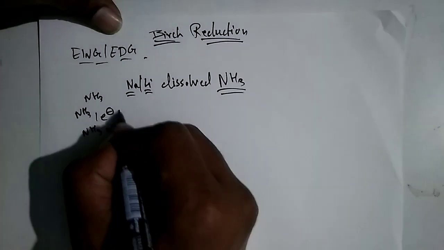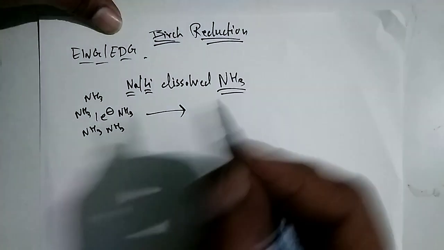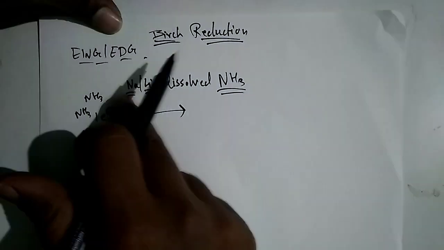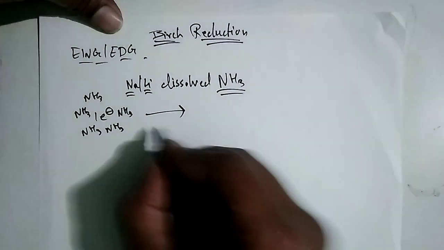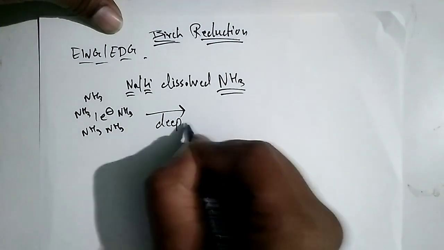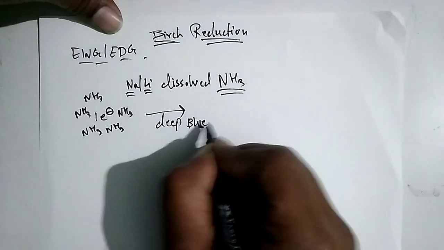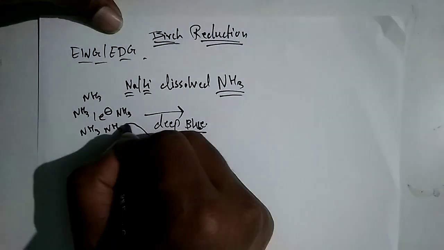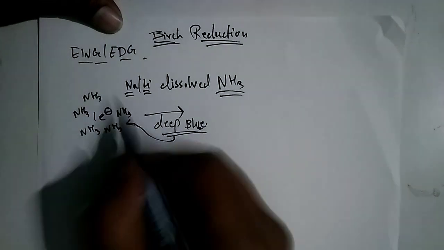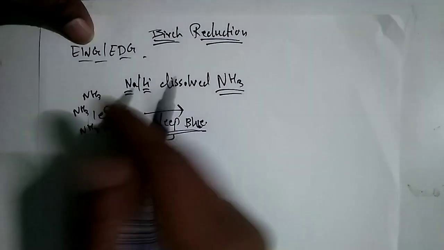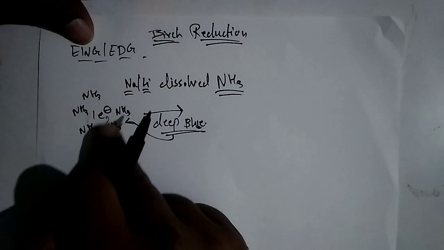We will just see it in brief. When you practically perform a Birch reduction, after dissolving these metals into liquid ammonia, the solution gets a deep blue or deep red color. This color is due to these ammoniated electrons. We call these species ammoniated electrons, and they play the main important role in the Birch reduction. Now let's go to the reaction.